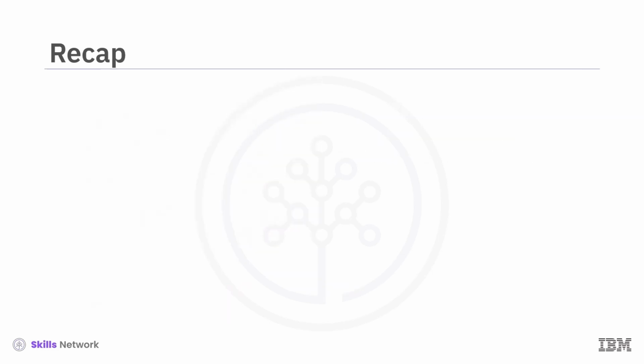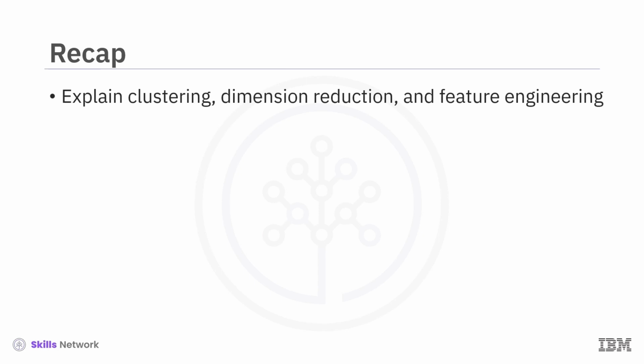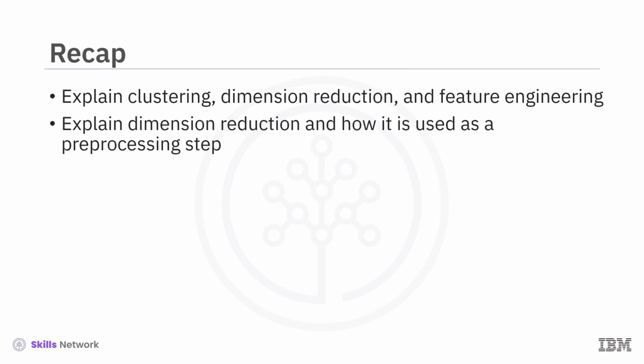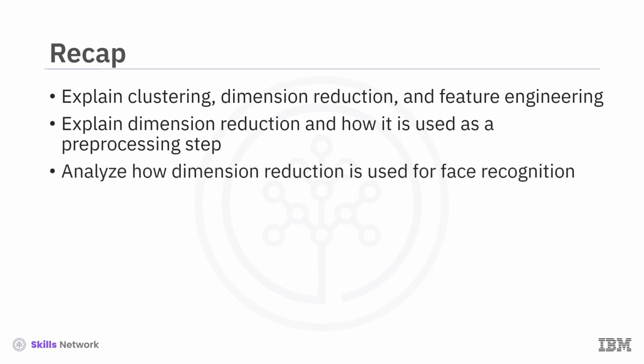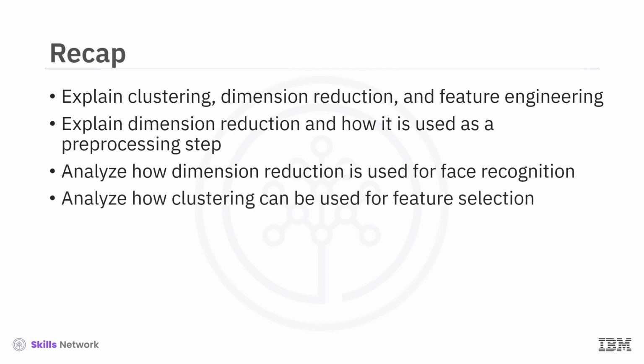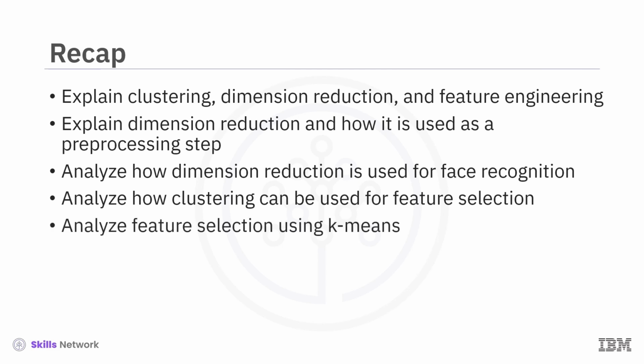In this video, you learned to explain clustering, dimension reduction, and feature engineering and how they work well together to improve model performance, quality, and interpretability. Explain dimension reduction and how it is used as a pre-processing step for clustering, simplifying data structure, and improving outcomes. Analyze how dimension reduction is used for face recognition with eigenfaces as input features. Analyze how clustering can be used for feature selection to identify sets that provide redundant information. And finally, analyze feature selection using k-means to cluster features.